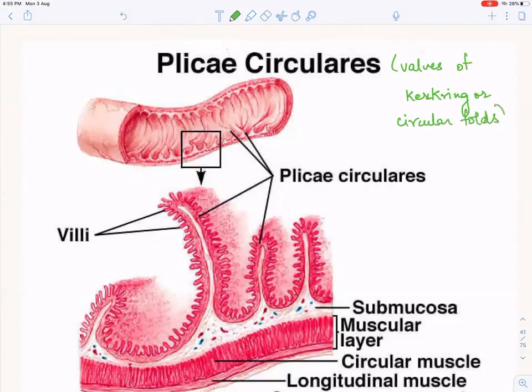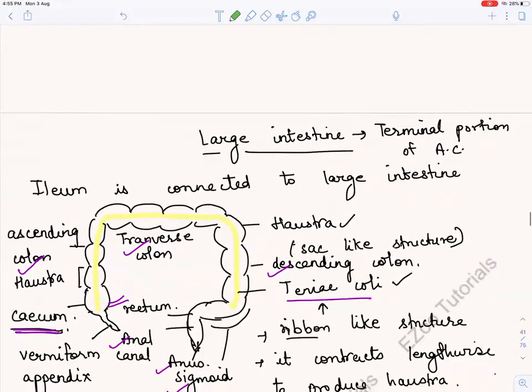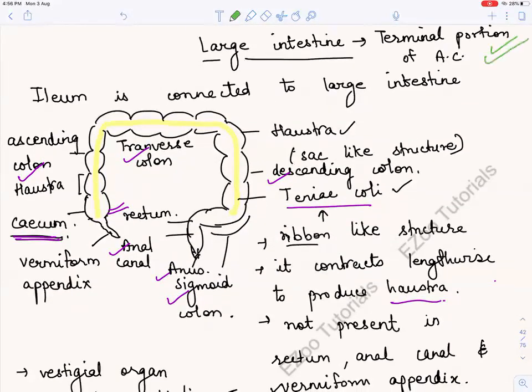So this is serosa, then longitudinal muscle, circular muscle, and submucosa. So we did all this. Then I told you about the large intestine, which is the terminal portion of the alimentary canal, and the ileum is connected to the large intestine. Then there are the ascending colon, transverse colon, and descending colon. These pouch-like structures which we see are haustra, and they are produced by the lengthwise contraction of the tinea coli that I have shown in yellow.